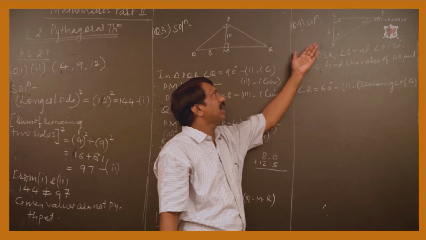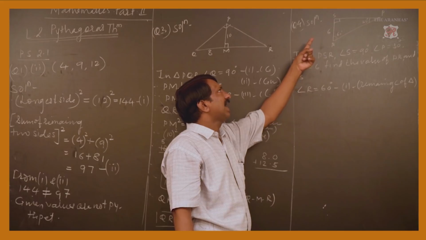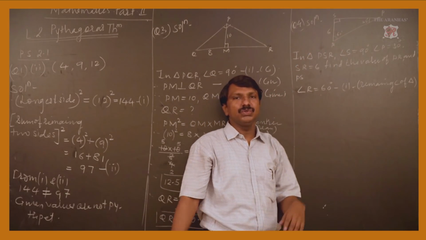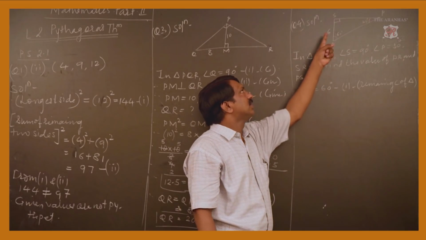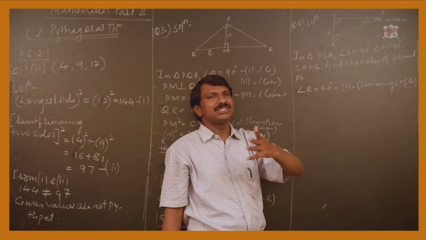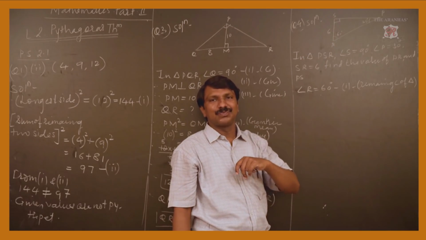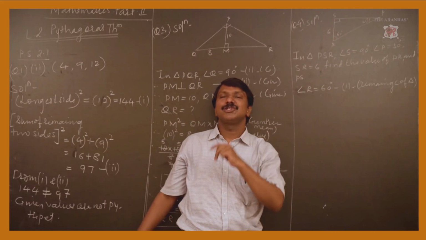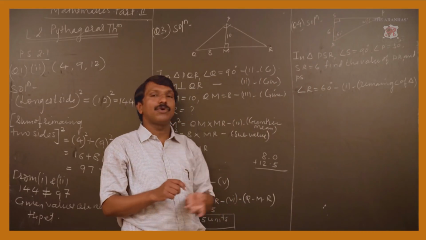So, with the help of the angle addition property we come to know that if angle S is 90 and angle P is 30, then obviously angle R is 60 degrees, because 90 plus 30 is 120. One more concept is that this is a complementary angle. So, angle P plus angle R is equal to 90. That is another concept which is easy for you to find.